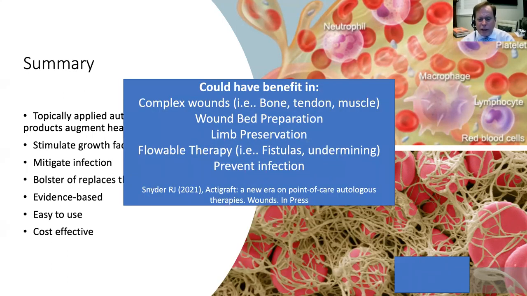We also know that this could have benefit in many other areas. Complex wounds is an example. We're finding during the registry that wounds with bone, tendon, and muscle exposed are healing very, very nicely with this therapy. We may be able to use it in wound bed preparation, in limb preservation. There are physicians using flowable techniques where they're using it by injection into fistulas, into undermining, into tunneled areas, and it may also be utilized to prevent infection. So I truly believe that this is a therapy which will be very beneficial in many areas of wound management and limb preservation.